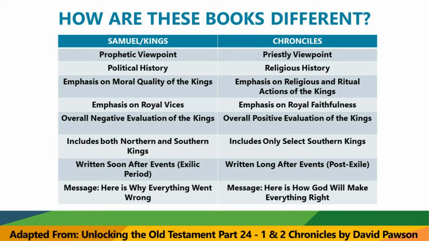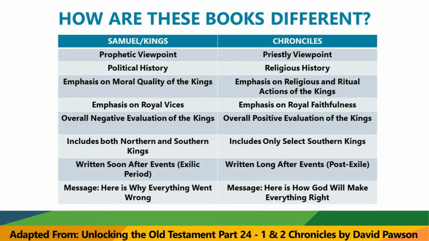Well, one of the ways is they have this big emphasis on the moral quality of the kings, and they talk a lot about the royal vices of the kings. They talk about all of the good and bad kings, all the good stuff that was done, but also a lot of the bad. And the end statement after giving all of this history, the overall evaluation of the kings of Israel and Judah, is they weren't great. They were pretty bad kings. They weren't good rulers for God's people. Samuel and Kings includes both the kings of northern Israel and southern Judah. They want to give a complete picture for us of why Israel ended up in such bad shape. And it's because the kings were not good, both north and south.